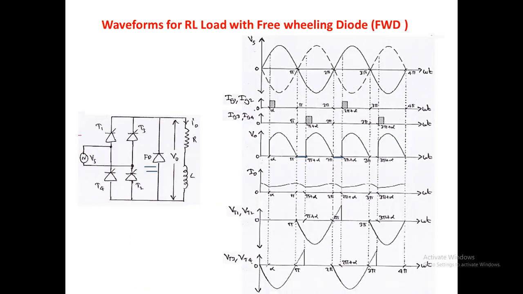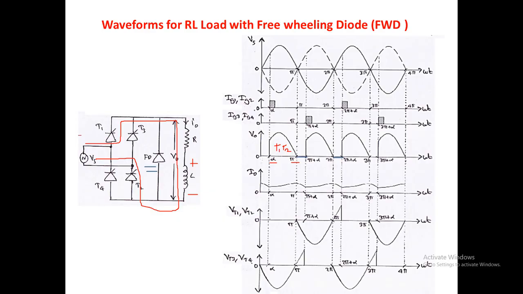for alpha to pi, we will have the conduction of T1 and T2, and here also the current will flow like this, and the inductance will store the energy with upper end as positive and the lower end as negative. And during this conduction the freewheeling diode will be in reverse bias condition, since the positive is applied to the cathode of the freewheeling diode and negative is applied to the anode of the freewheeling diode. So this diode will be in reverse bias from alpha to pi.